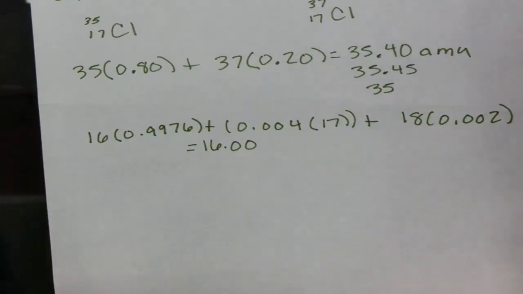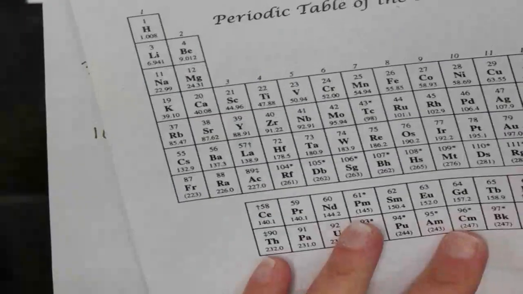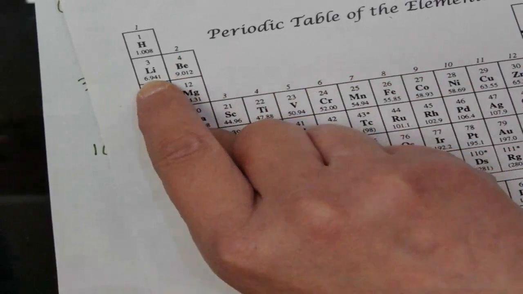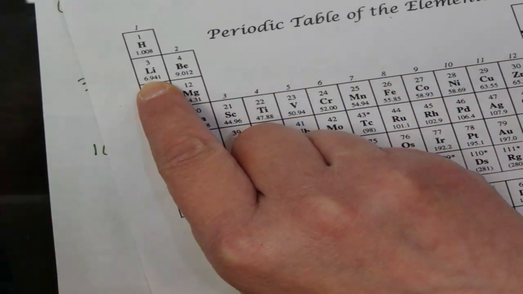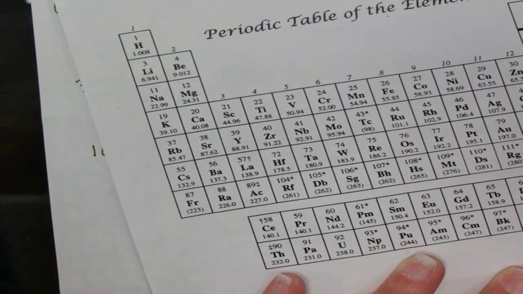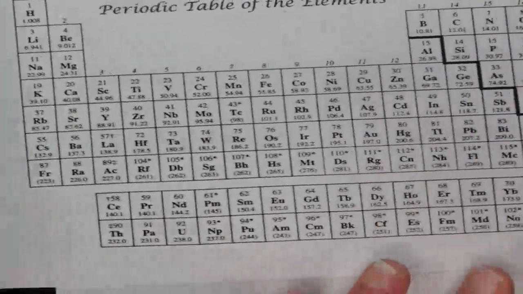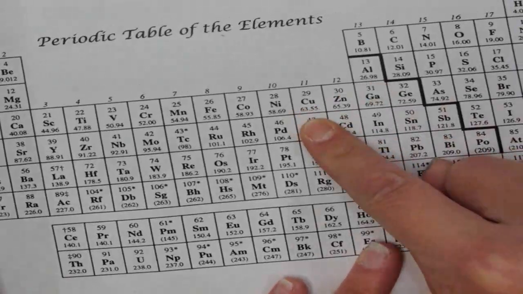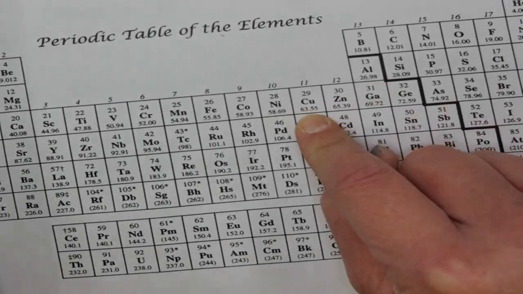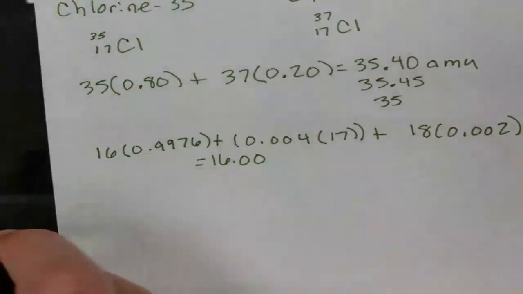What is the most common isotope of lithium? All right, if you said lithium 7, you are correct. 6.9 rounds to 7. What is the most common isotope of copper? If you said copper 64, you are correct because 63.55 rounds to 64.